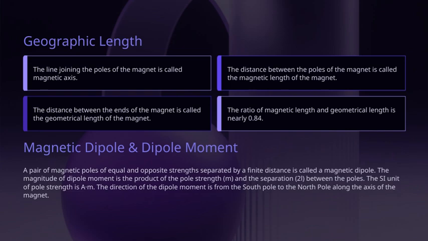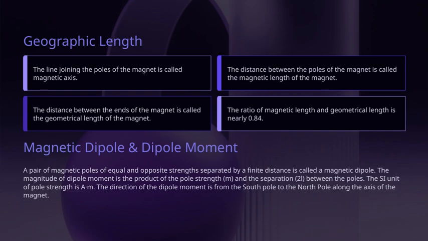The magnetic length is defined as the distance between the poles of the magnet. When we talk about a pair of magnetic poles with equal and opposite strengths separated by a finite distance, we call this a magnetic dipole. The strength of this dipole, known as the dipole moment, is calculated by multiplying the pole strength, represented as m, by the separation between the poles, which is 2L. The SI unit for pole strength is ampere meters, A m. The direction of the dipole moment goes from the south pole to the north pole along the magnet's axis.